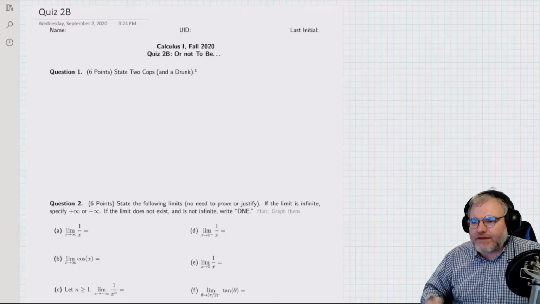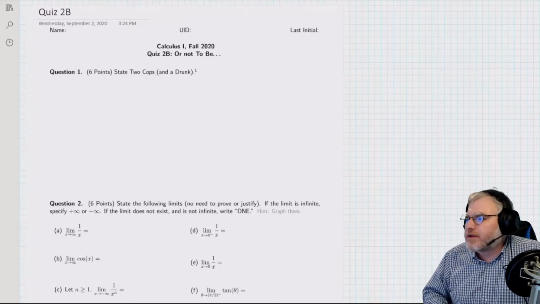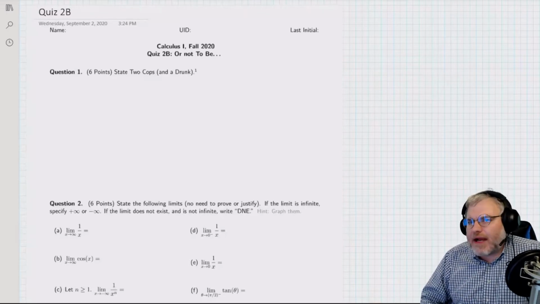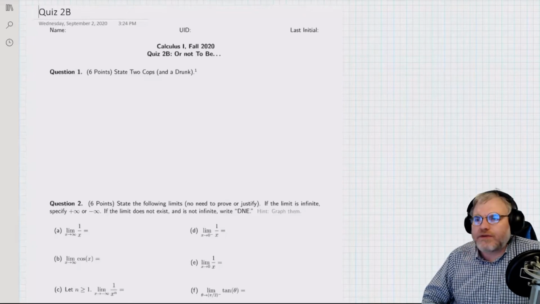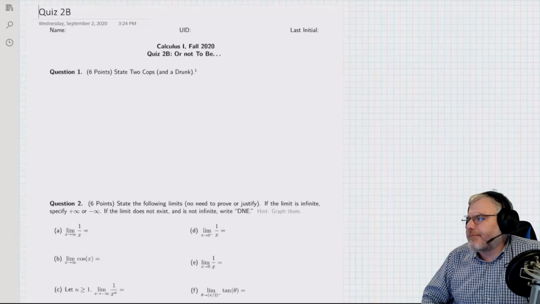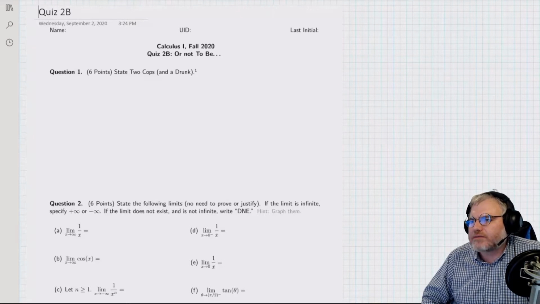The first thing: state the squeeze theorem, also known as the two cops and a drunk theorem. There are several statements around. There's one in the book for the squeeze theorem, which of course you can use. But I think one of the better ones is the one on the pages.